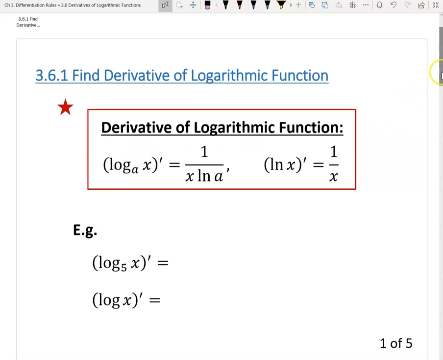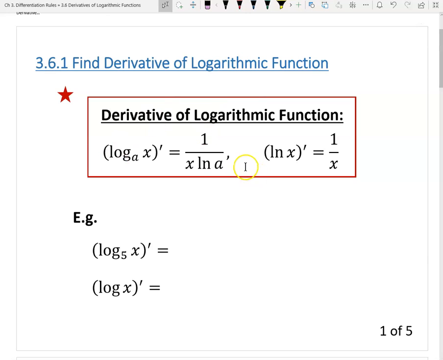And first, here is the derivative formula for logarithmic functions, right? So the first formula is a general formula with a as the base. And the second is the natural logarithmic formula, right? Natural logarithmic functions. And we can see the formula is much easier than the first. That's one of the reasons why we like the natural logarithmic function.